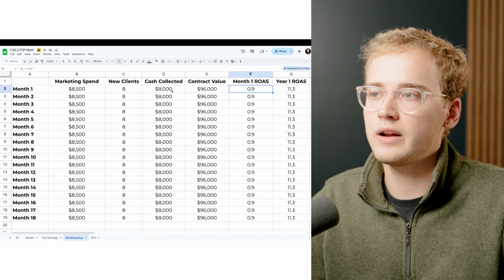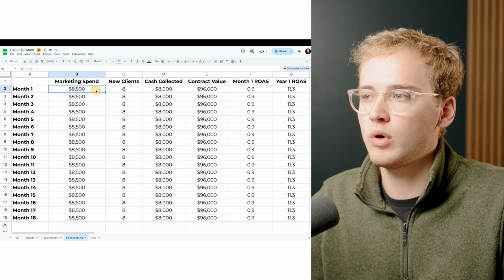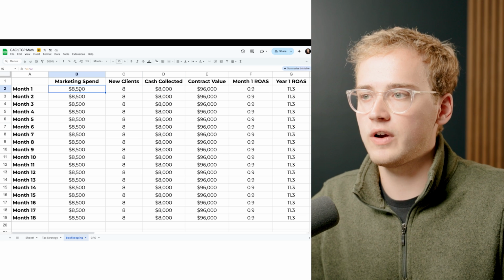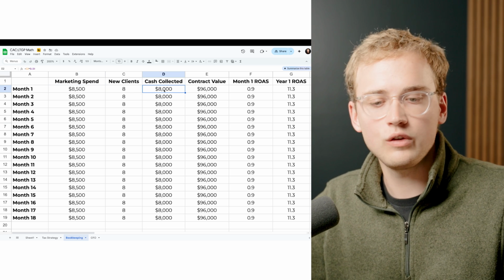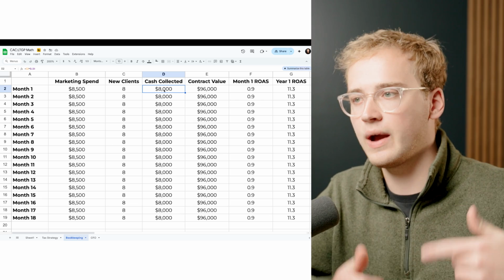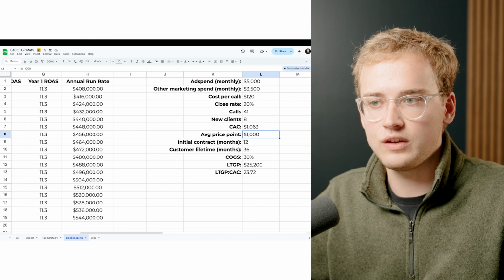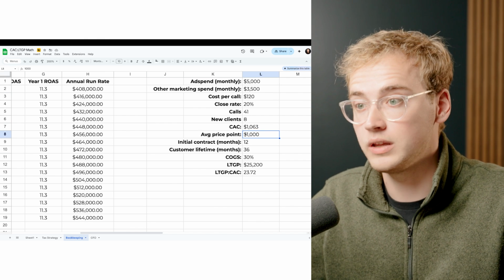Because ideally, the spot I'd like to be in is we're making more new cash collected every month than what we spend. Let's say we spend $8,500 and we make 10 grand. Well, we can use that extra $1,500 to bump our ad spend a little bit, and we can start to scale that way. Because the move with a bookkeeping firm is you're just trying to get as many of these small recurring customers as humanly possible, right?